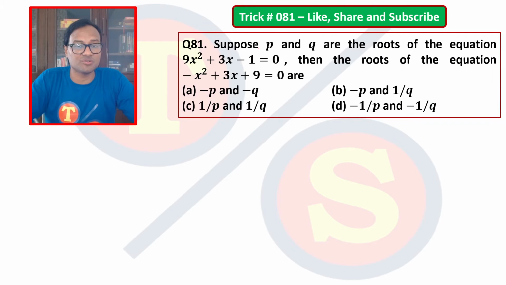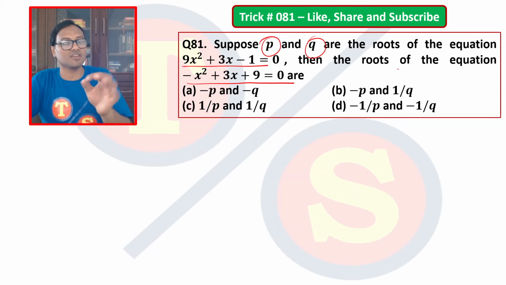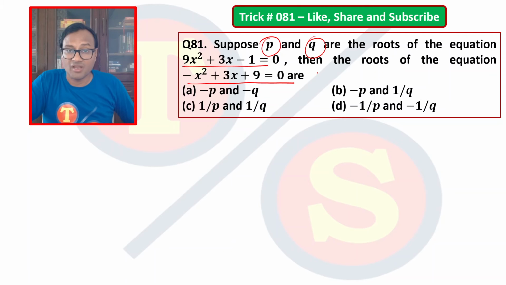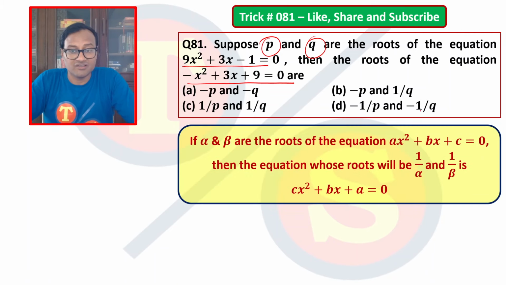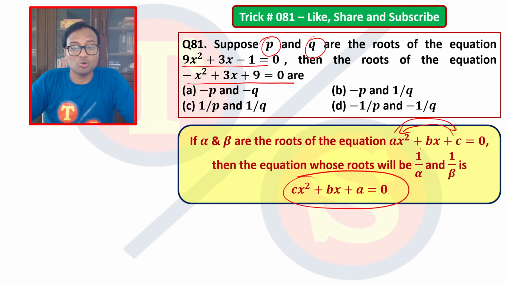After that, if I see question number 81, suppose P and Q are the roots of this equation, then the roots of the equation minus x square plus 3x plus 9 is equal to 0 are. Again, if you try to find out the roots of both the equations, that will take a lot of time. So basically what is the idea over here? The idea over here is that if A and C interchange their places, then the roots become reciprocal of the original roots.